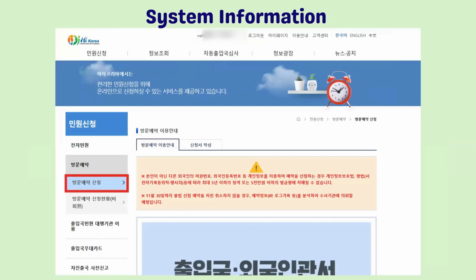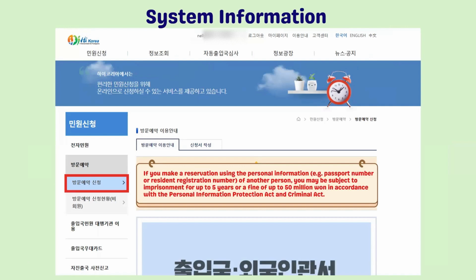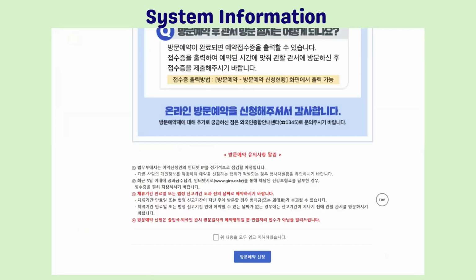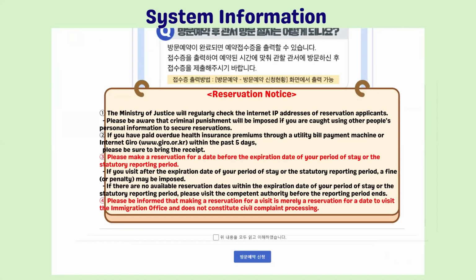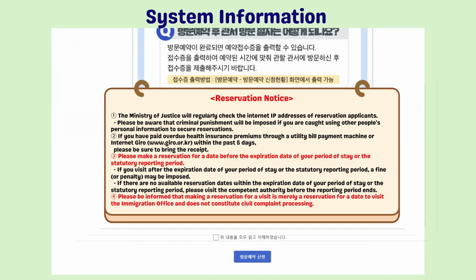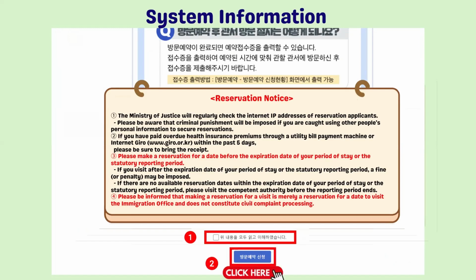Ensure the Reservation Visit Application tab is highlighted. There will be a notice warning that if a reservation is made using the personal information of another person, you may be subject to imprisonment or a large fine in accordance with the law. Scroll to the bottom of the page. Read the reservation notice carefully. If you have read and understood, check the box and click Application.